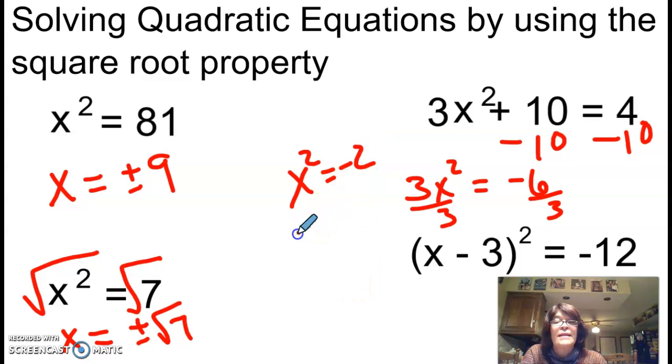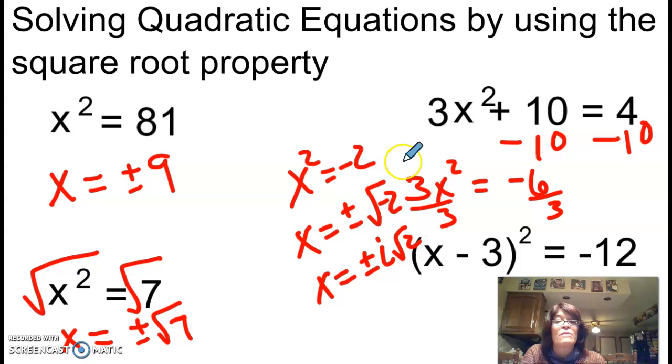Okay, and then I take the square root of both sides. X equals plus or minus the square root of negative 2, which I would write as plus or minus i square root of 2. It's imaginary. I couldn't solve the problem until I got that x squared all by itself.